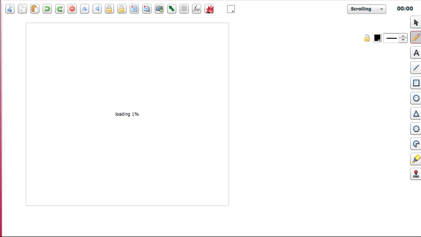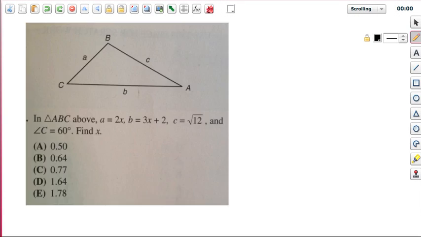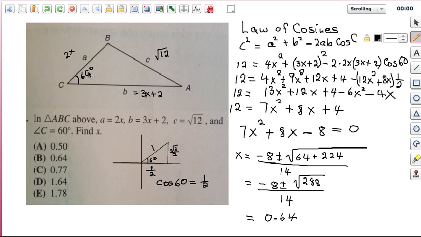Okay, let's go ahead and move on to the second question. Pause your video now and try this on your own. So in this triangle ABC, a is 2x, b is 3x plus 2, and c is square root of 12. And the angle C is 60 degrees, and we're asked to find x. I want you to recall your law of cosines rule, which says c squared is equal to a squared plus b squared minus 2ab cosine 60.